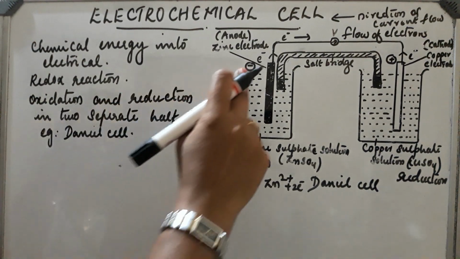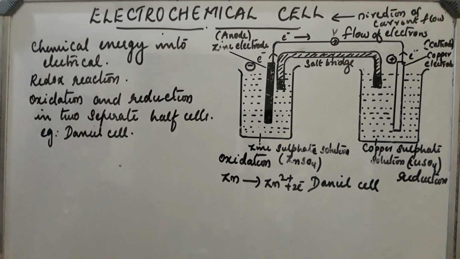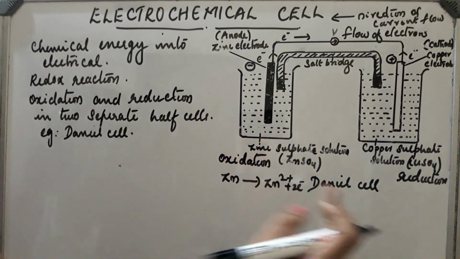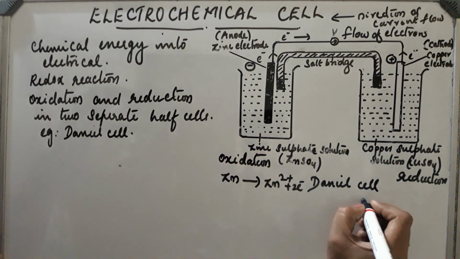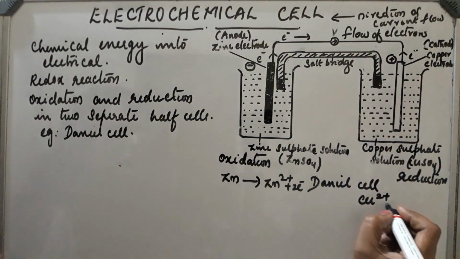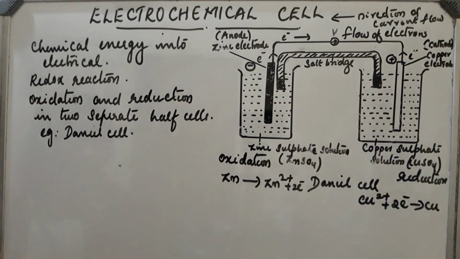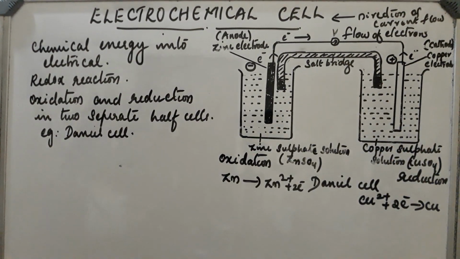So these electrons move through the circuit and reach the copper electrode. There the reduction is taking place. So copper ion accepts those electrons and copper gets deposited on the copper electrode. So these are the oxidation and reduction reactions taking place in the Daniel cell.